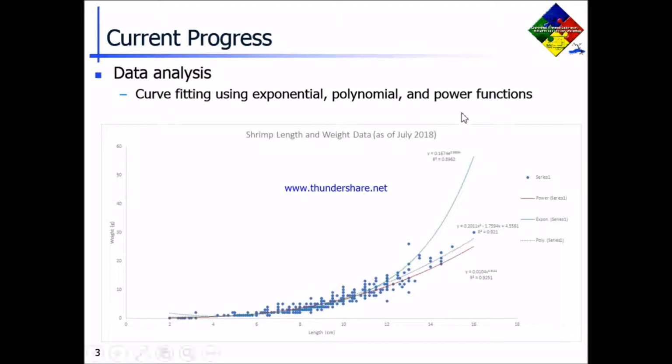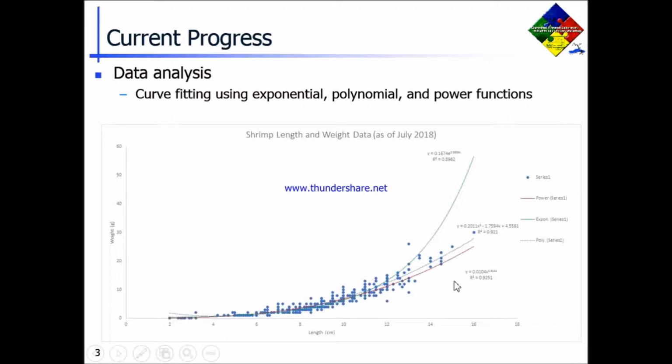Here, the r-squared value represents how well our regression curve fits the actual data, or how good our curve is. A higher r-squared value, close to 1, means it is a good curve fitting or estimate of our actual data.